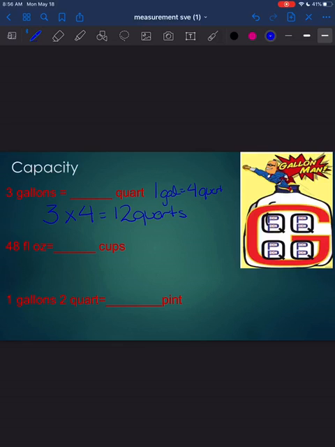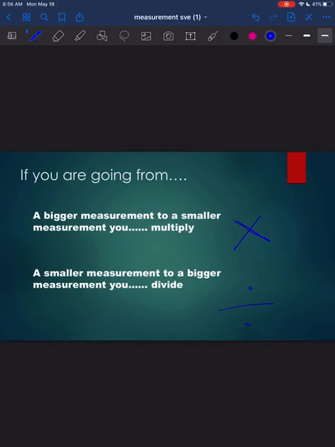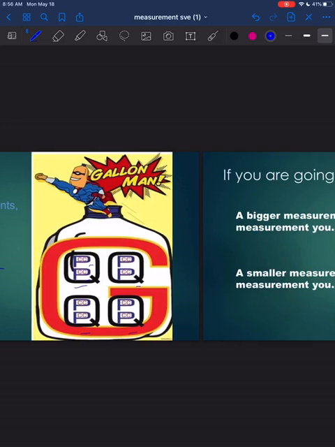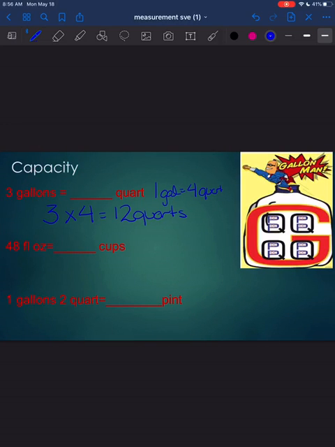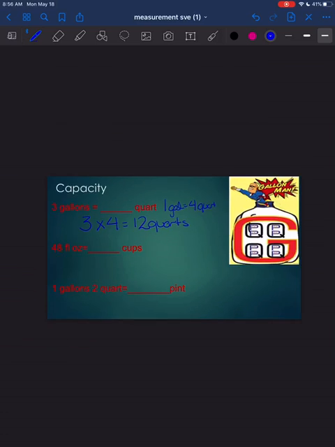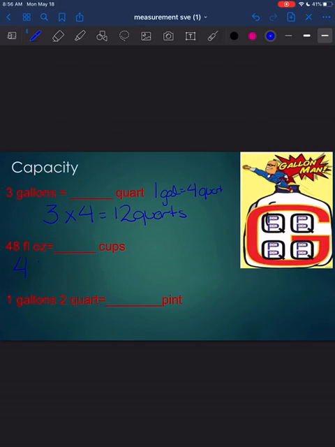Okay. The next problem is 48 fluid ounces to cups. Now, in this particular situation, I'm going from a smaller unit to a larger unit, so I am going to divide. And on my page previously, I learned that there are 8 fluid ounces in a cup. So I am going to divide the 48 fluid ounces I have by the 8 fluid ounces that it takes to equal a cup, and that's going to equal 6 cups. Okay.